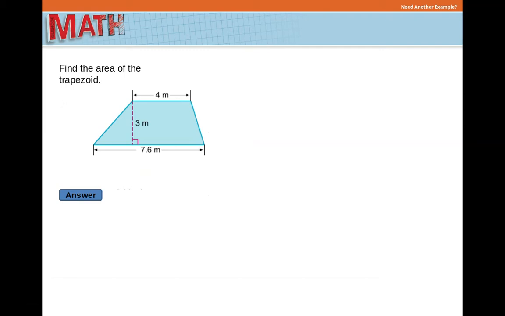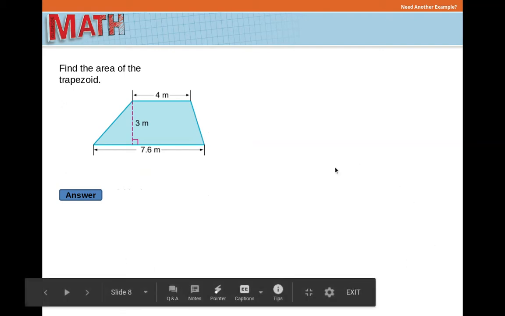It's indicating that my camera's on, but I don't know if you guys can see me or not. So I'll just pretend like you can.